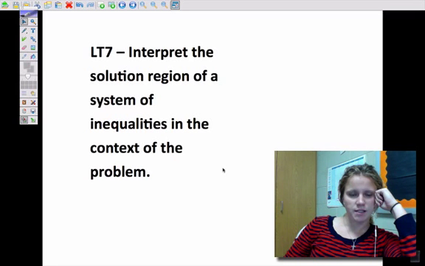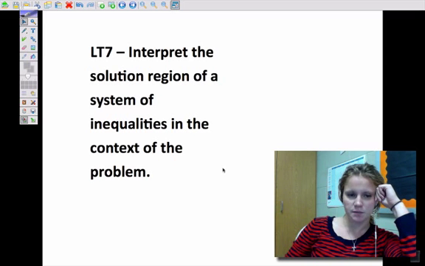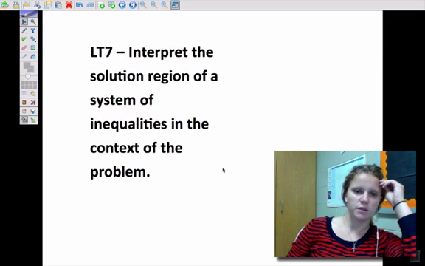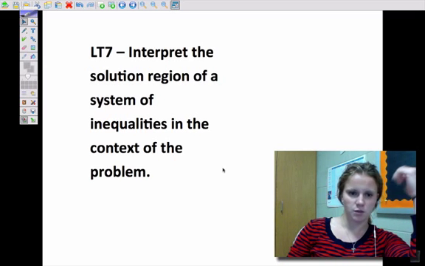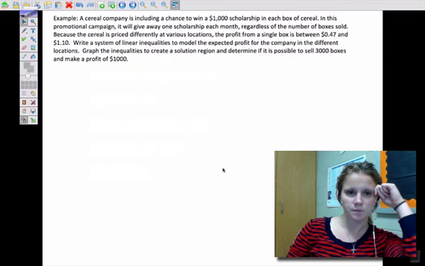All right, learning target 7. We are asked to interpret the solution region of a system of inequalities in the context of a problem. So we're basically going to take those inequalities that we looked at in LT6 and bring them into the real world. What's a real-life situation of how inequalities could be graphed and interpreted?